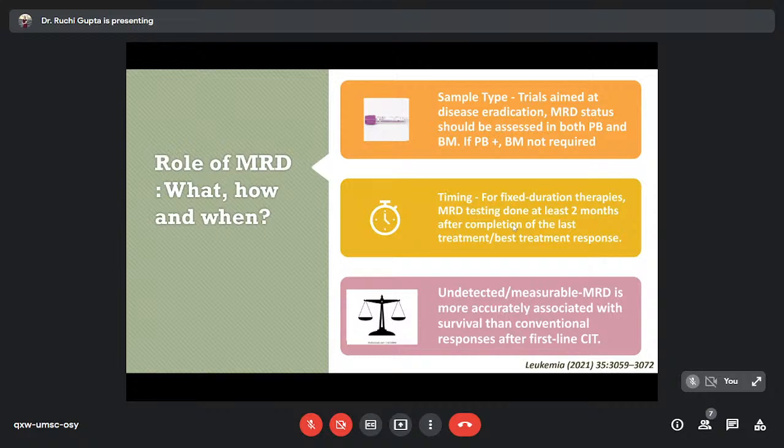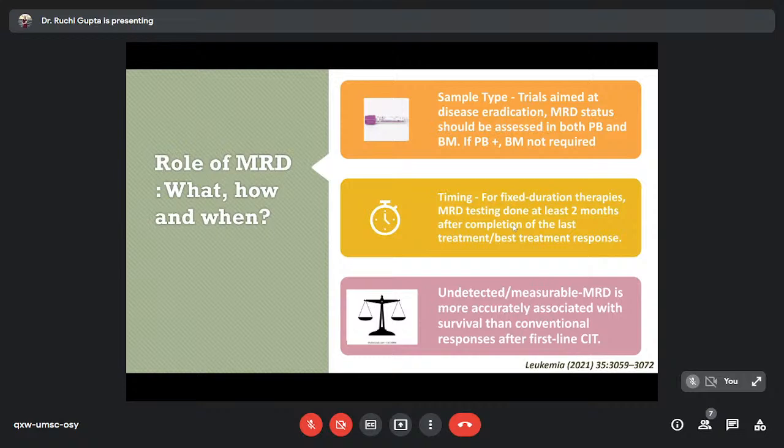What is the timing at which this MRD analysis should be done? Usually for fixed duration therapies, MRD testing is done at least 2 months after completion of the last cycle, or after the best treatment response has been obtained.